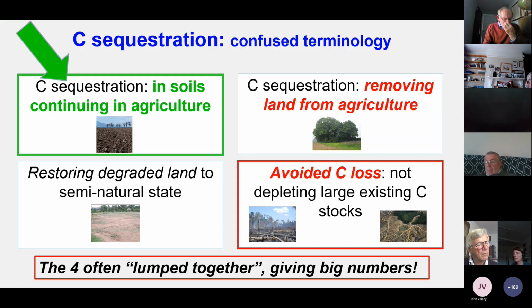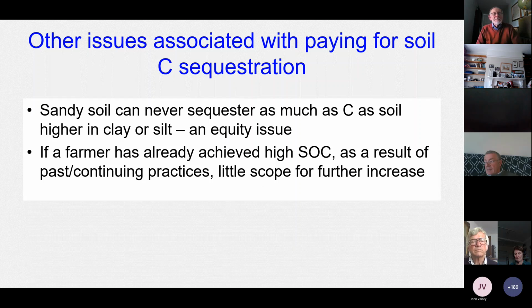But what happens, I think, is that people do that, get big numbers, but then sort of assume almost subliminally that those big numbers can all be achieved within agriculture. They're not. Sequestering extra carbon in an agricultural soil is not the same as avoiding a loss through not doing deforestation. So I think there can be confusion about big numbers here.